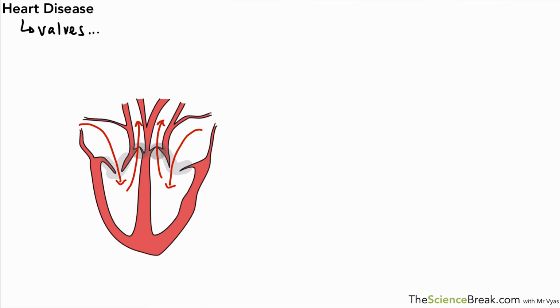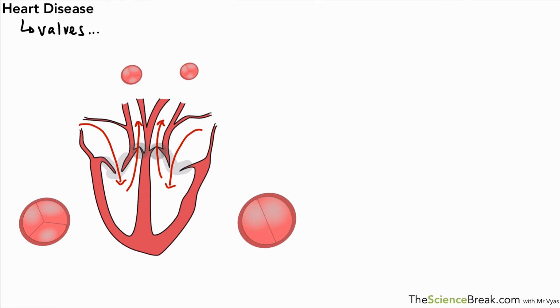And it's very important that that blood is kept going in one direction only. If we were to look at the valves from a top view, they would look a little something like that, and that's where we can find them.